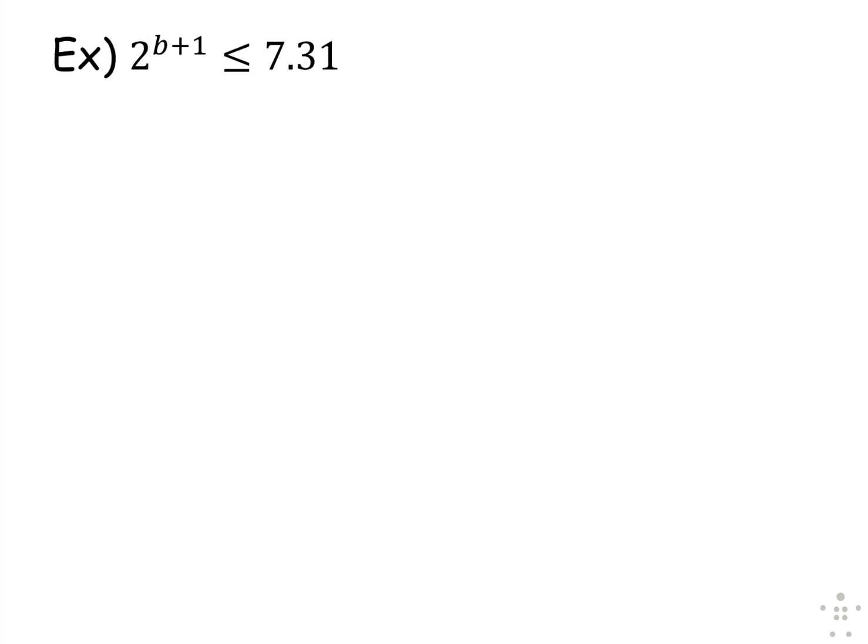So if you were to do the definition of logarithms, log base 2, and then swap the input with the output, 7.31, and then b plus 1 here, b is now on the other side with respect to the inequality, so you'd have to change the direction of the inequality. I don't like using that strategy. Instead, I'm just going to take the common log of both sides.